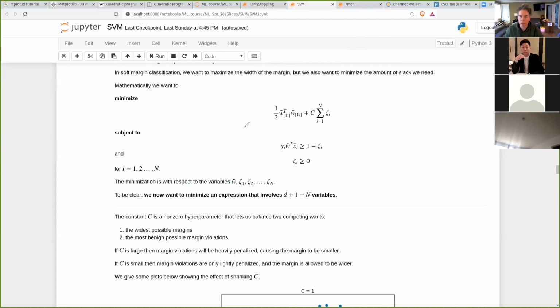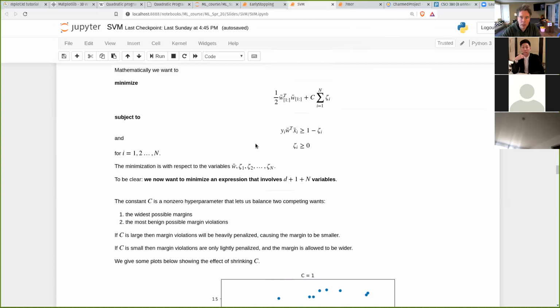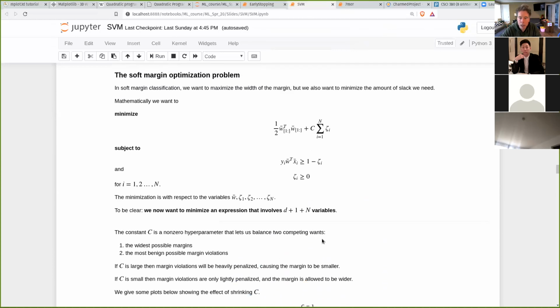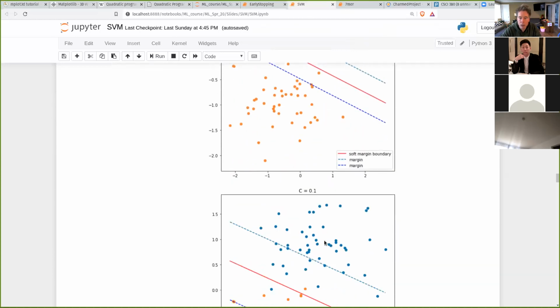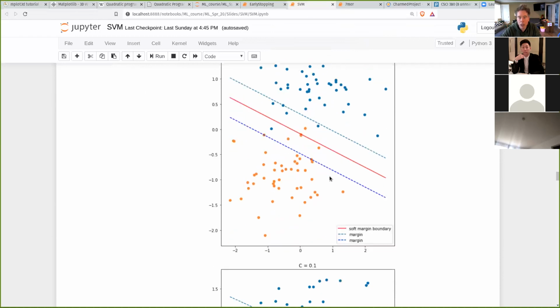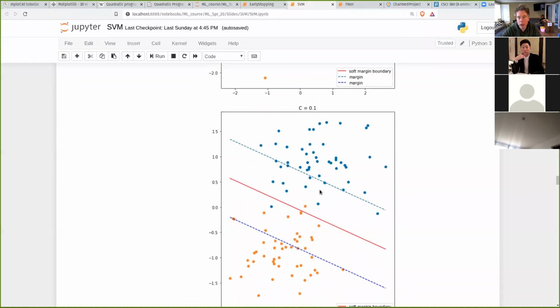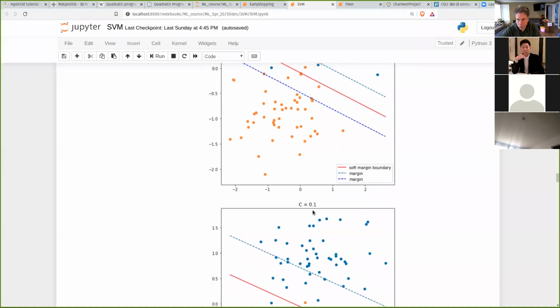So what does it say now? It explains the effect of C. If C is large, then margin violations are heavily penalized, and that will make the margin smaller. This is a C of 1, and you can see the margin is kind of narrow here. But if you make C a tenth, then the margin gets wider, and you have many more margin violations.